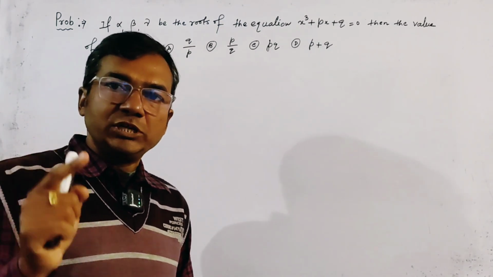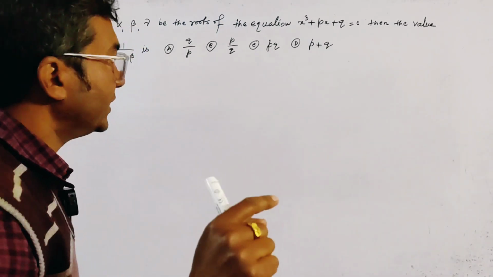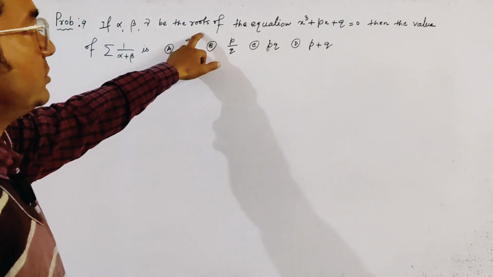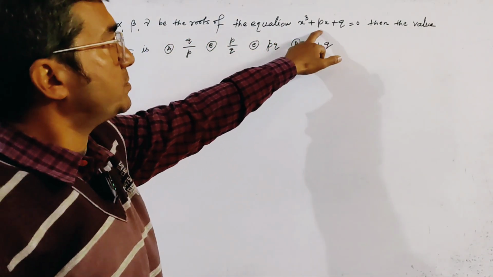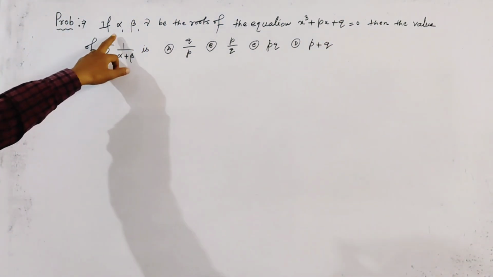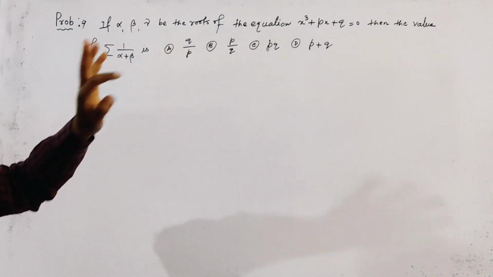Problem from theory of equation, and the problem says that if alpha, beta, gamma be the roots of the equation x³ + px + q = 0, then the value of summation 1 by (alpha plus beta) is given by four options.